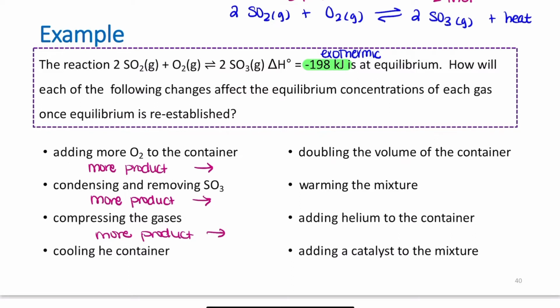What if I cool the container? Cooling it is going to remove the heat. It's an exothermic reaction, so cooling it will cause more product to form. What if I double the volume of the container? This is the same as decompressing.